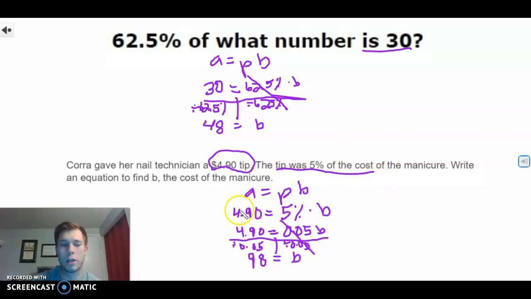Well, remember there's two ways you can write the equation. It's 4.90 equals 5% times B, or 4.90 equals 0.05 B. Divide each side by 0.05. You end up with 98 equals B. So this manicure ended up costing $98, not including the tip. Sounds like a pretty expensive manicure.